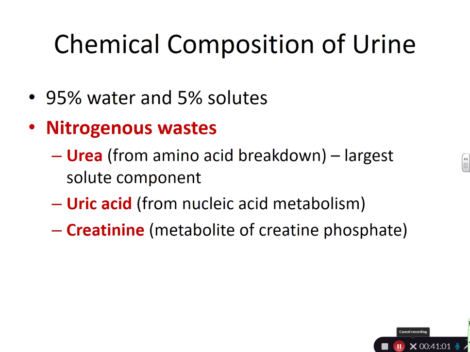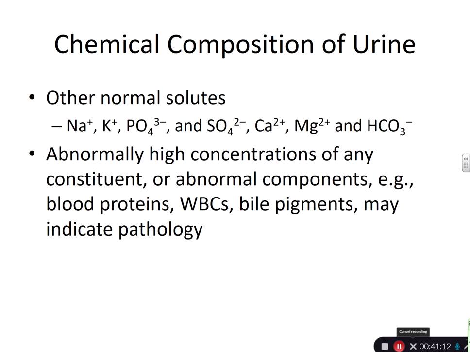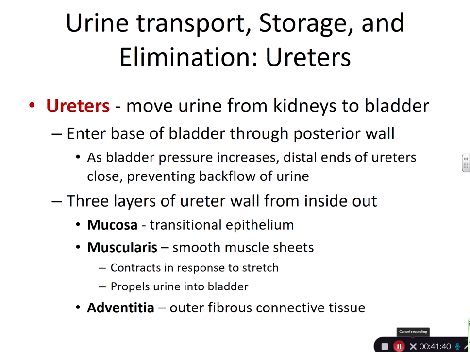Uric acid comes from the breakdown of nucleic acids. And creatinine comes from creatine phosphate. So these are all normal wastes in our urine. Other normal solutes I have listed up here are things like sodium, potassium, and magnesium. Abnormally high levels of anything that we've talked about, or any abnormal components like whole blood, proteins, red blood cells, white blood cells, or bile pigments might indicate a problem. So this is why when you go to the doctor, they always take a urine specimen. It's usually the first thing they make you do. You have to go pee in a cup.